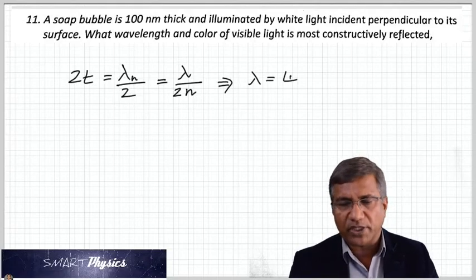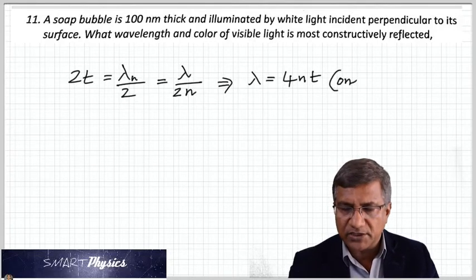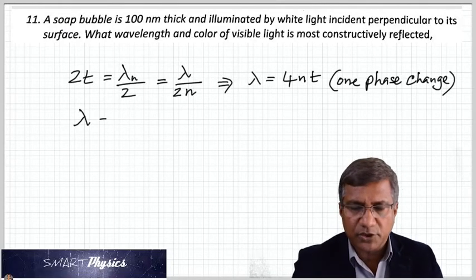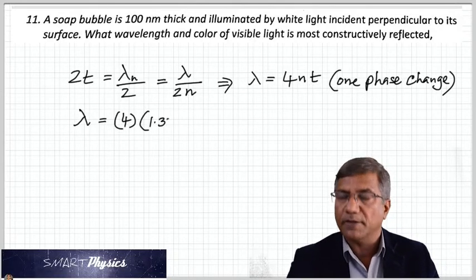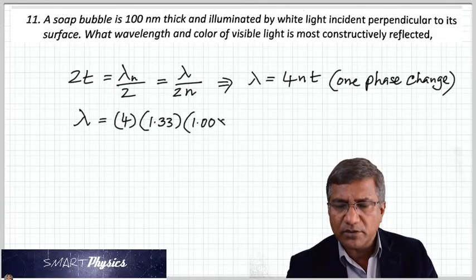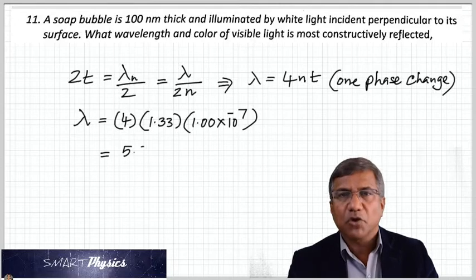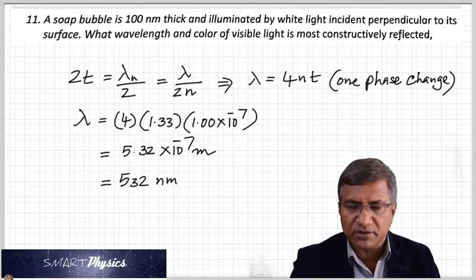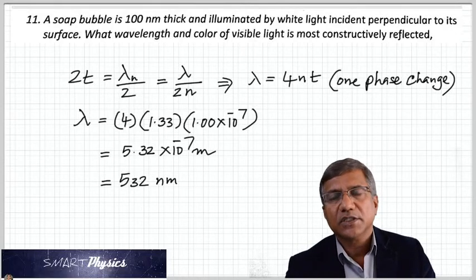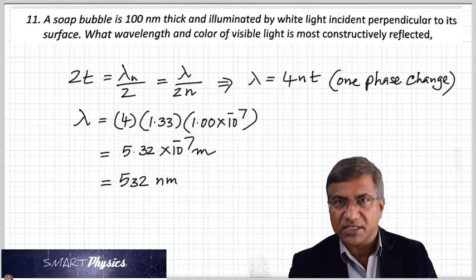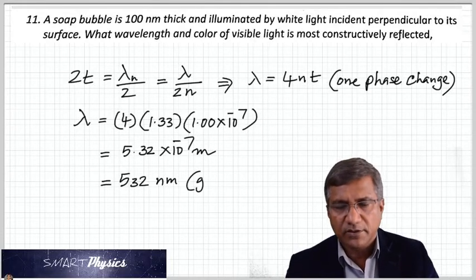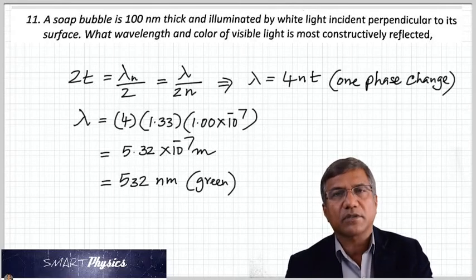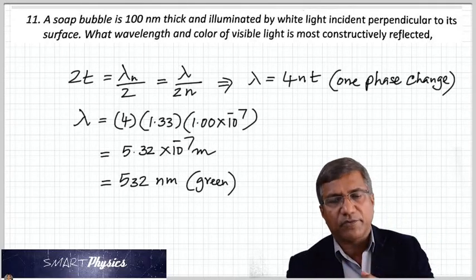And that means when you rearrange and make lambda the subject, you get 4nt. Okay? Why? Because look at that. Put this equal to this, and then you can see that the 2n goes here. So 2n times 2t is 4nt. N is that of water. That's 1.33. Soap mixed with water, right? So that's 1.33, and you have the thickness given as 100 nanometers, which is 1 times 10 to the negative 7, which is the same as 100 times 10 to the negative 9, same thing. And then when you do the calculation, you get 532 nanometers, which actually corresponds to the green color. So in this case, green would constructively interfere, and so that part of the film will appear to be green.